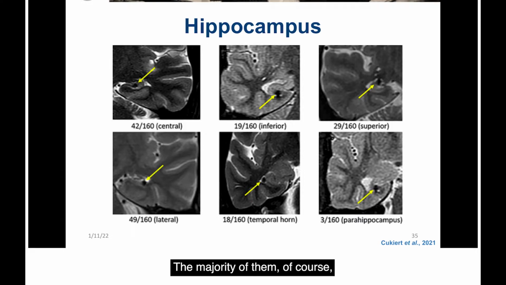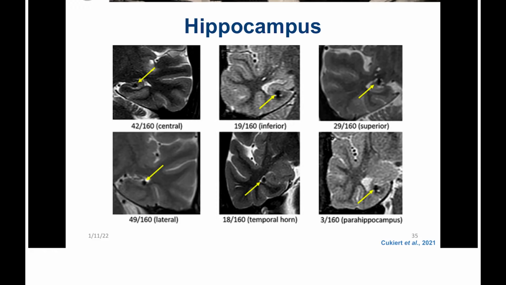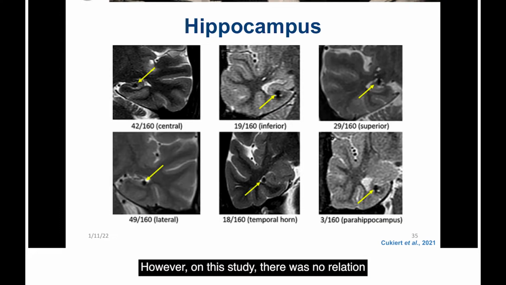The majority of them, of course, are located inside the hippocampus, but in different areas of the hippocampus, as in the central area, inferiorly or superiorly. But we also have patients in whom the electrode is located outside the hippocampus, in the lateral ventricle. And this may happen mainly in patients with a very atrophic or gliotic hippocampus because of its anterior curvature, so the last contact may stay out of the hippocampus. However, in this study, there was no relation between the electrode position and the result.